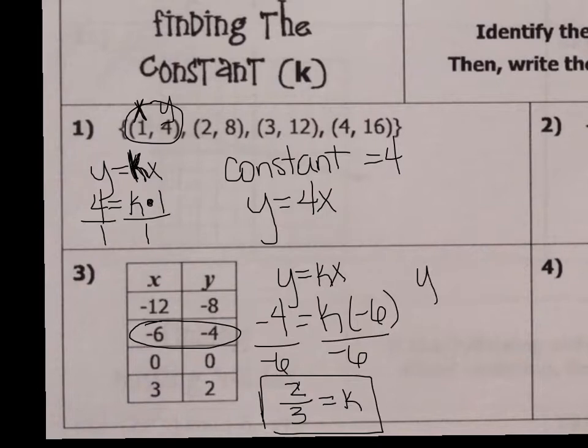To write our direct variation equation, we have y equals, and then our value for k is 2/3 x. So this represents our direct variation equation. If you'll pause your video and try numbers 2 and 4.